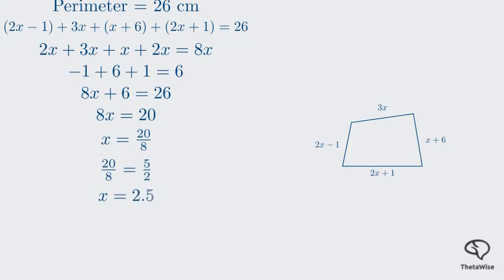X equals 2.5. Common mistake: forgetting to include one of the sides in the sum, or making a sign error when combining the constant terms. Always double-check your simplification.